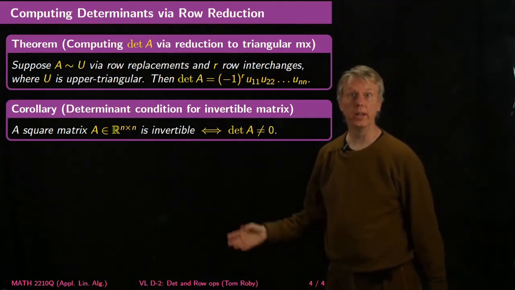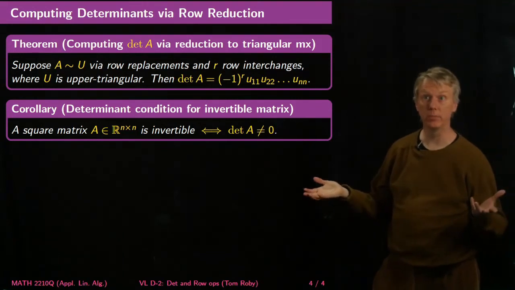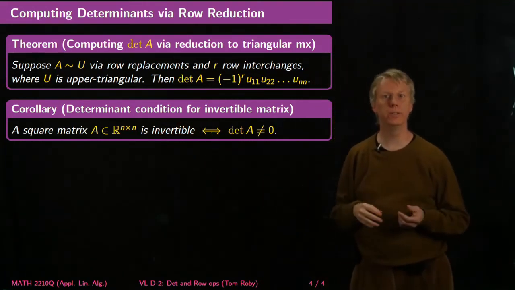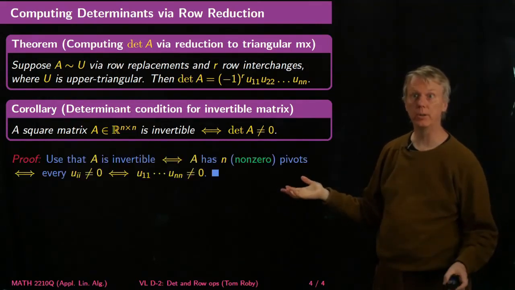What's the corollary? The corollary is this thing that is very close to the invertible matrix theorem, namely that a square matrix is invertible if and only if its determinant is non-zero. And the proof is so easy that we should do it. It's a couple of lines.